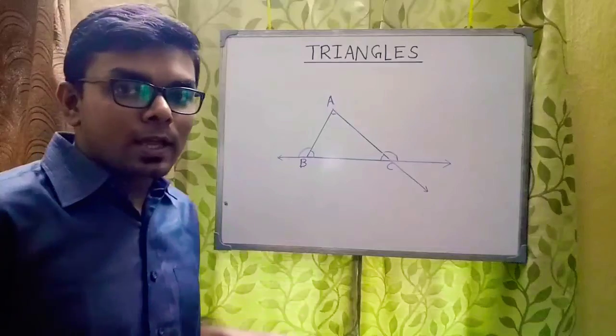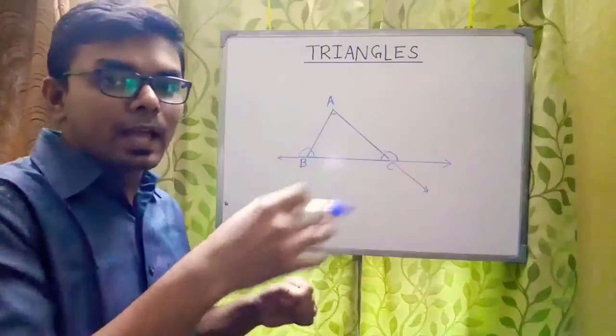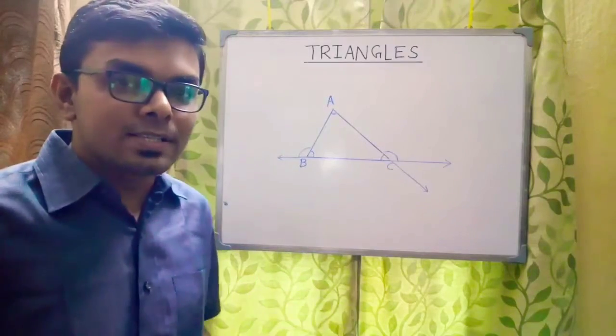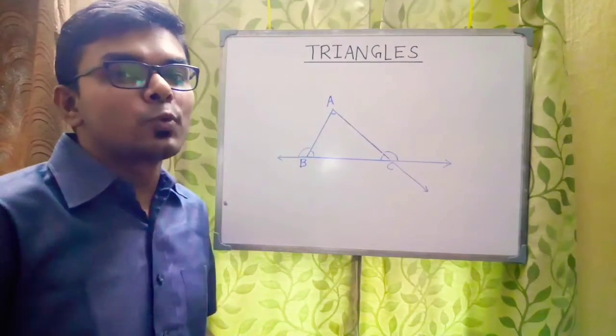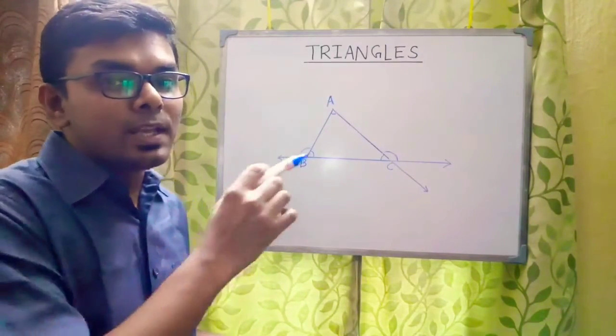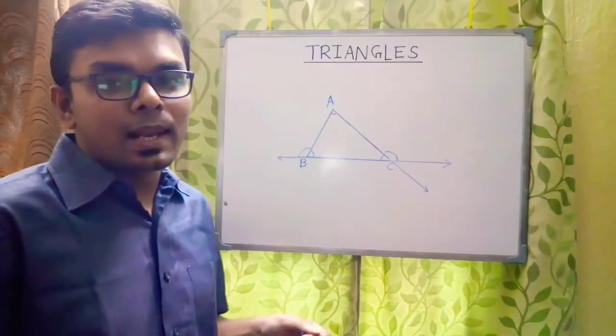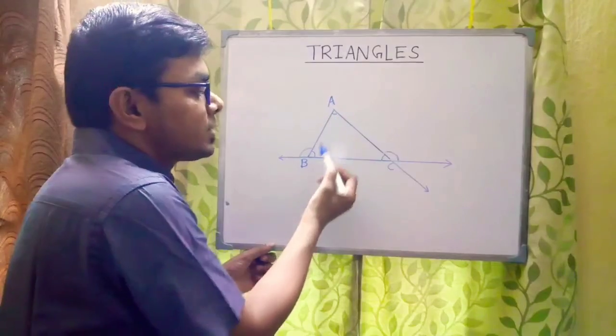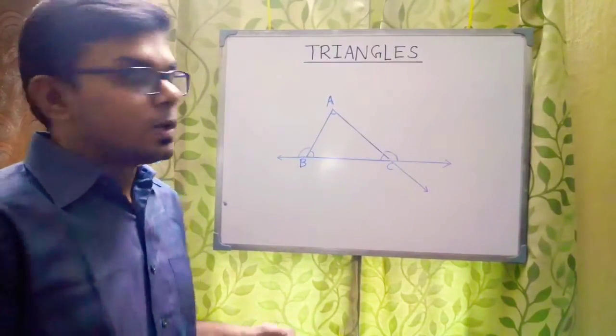Now in one triangle, how many exterior angles could be formed, that I am not saying, that I am giving you as homework. Please do it, and please do write in the comment section how many exterior angles one triangle can have. But one thing is clear, that one triangle can have only 3 interior angles.